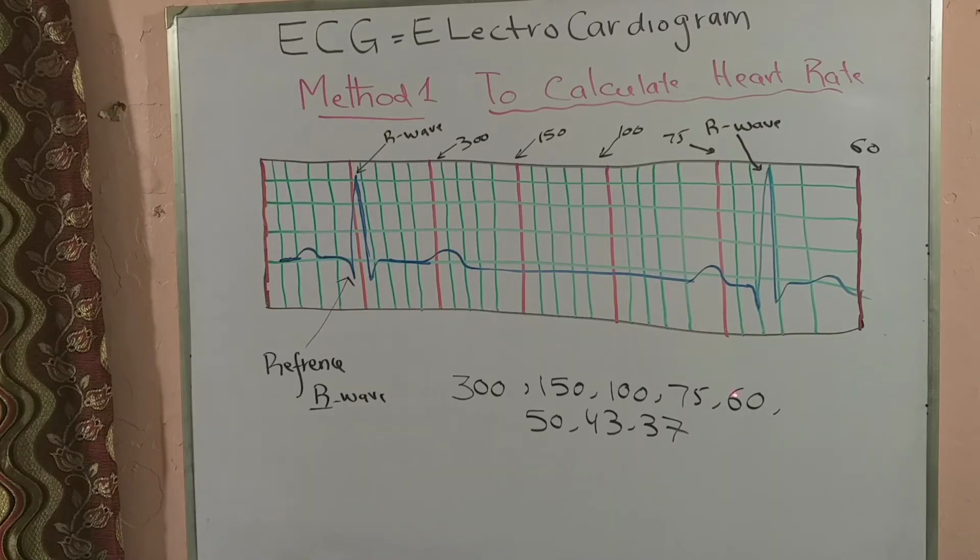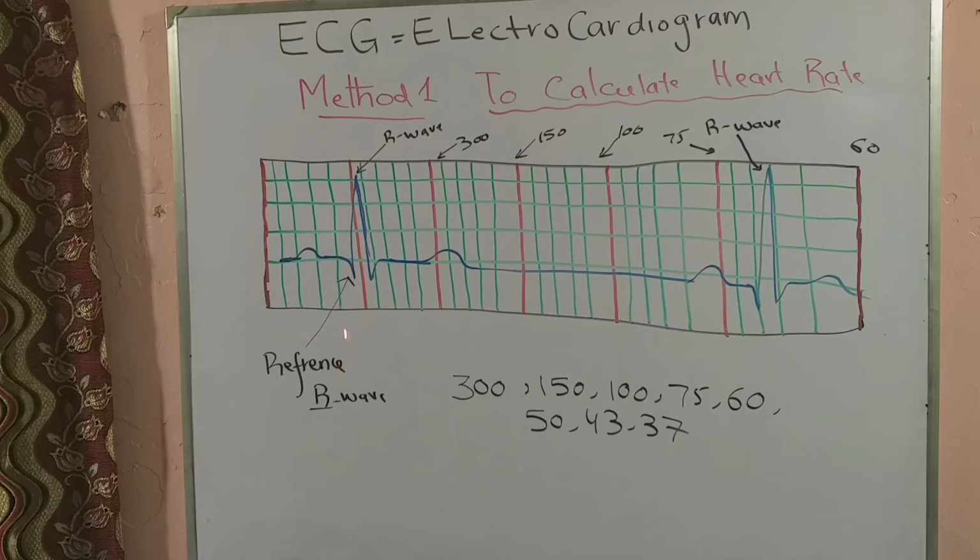Now first of all, on all of the ECG paper, we are to locate one specific R wave which is falling right on top of any of the thick lines. So that will be our reference R wave. This R wave is falling right on top of a heavy or thick line.